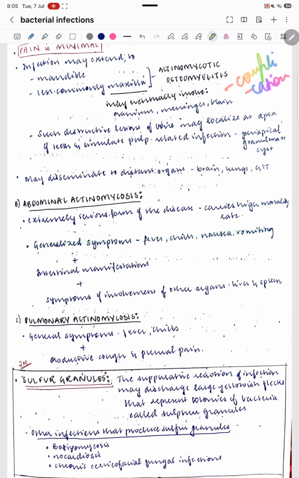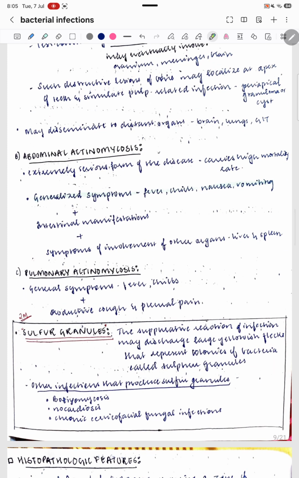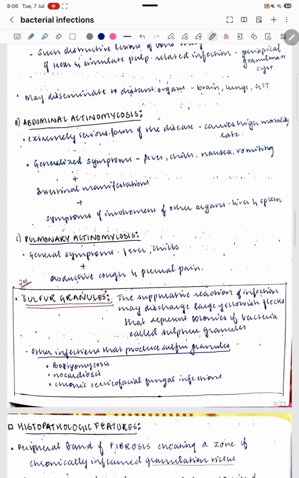Now moving forward, such a destructive lesion of bone may be localized at the apex, or it can simulate pulp related infections such as periapical granuloma or cyst. It may disseminate into distant organs such as the brain, lungs and GIT. Now that is about your cervicofacial actinomycosis.